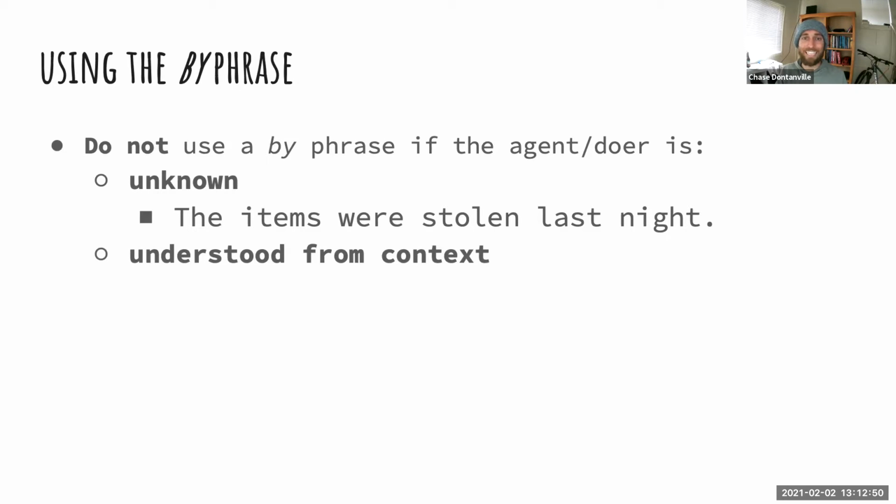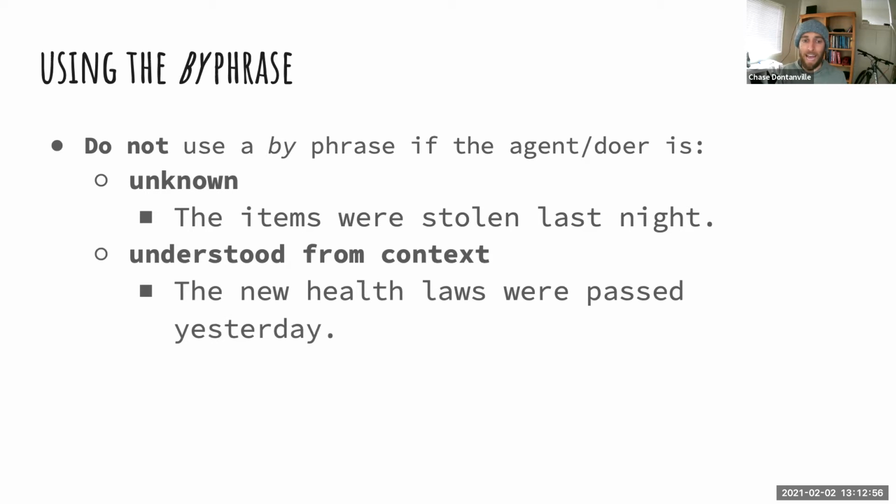Or when the agent or doer is understood from context. The new health laws were passed yesterday. We don't have to say by the government or by the legislature because we know only the government can pass the law. So it's already understood from the context. So we don't need a by phrase.